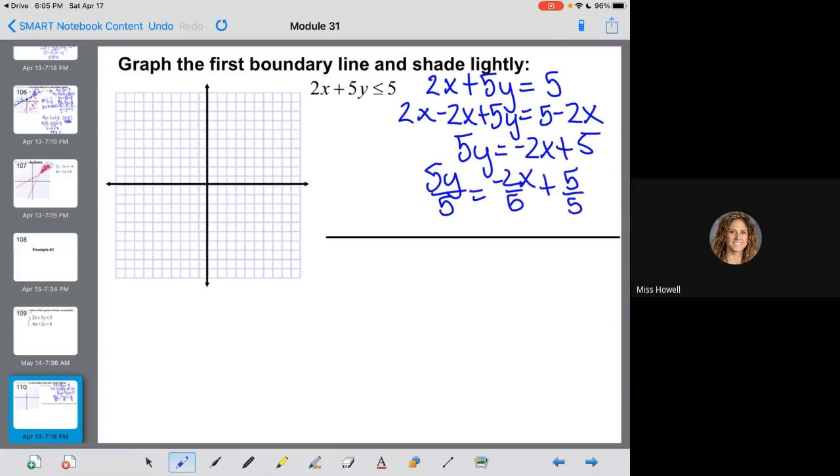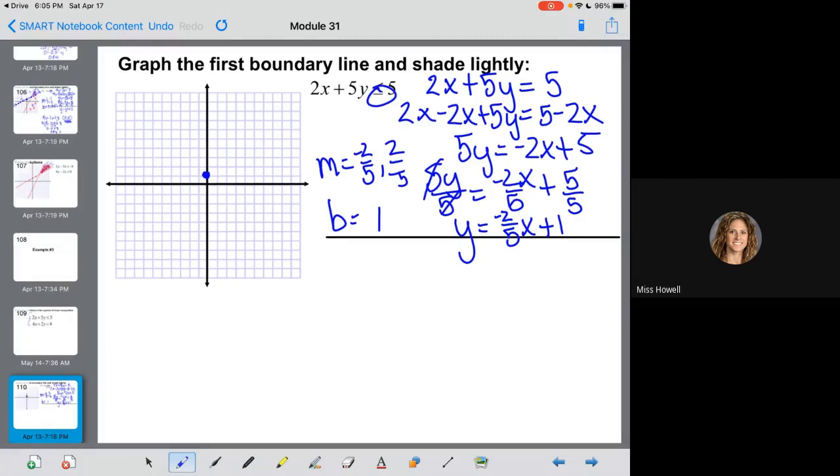All right, we're going to divide both sides by 5. So y equals negative 2/5 x plus 1. So we have a slope of negative 2 over 5, or we could use 2 over negative 5, and a y-intercept of 1. All right. Since it could be equal to, our line's going to be solid when we go to graph here.